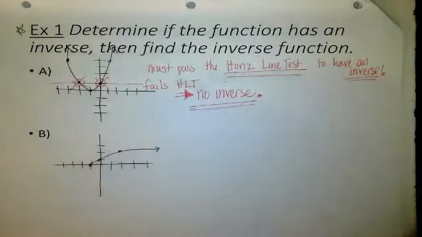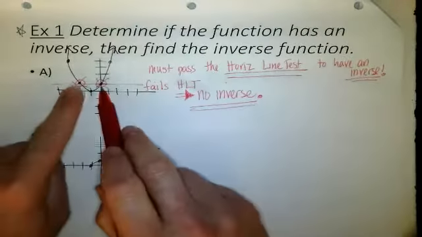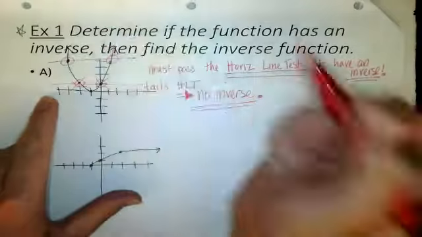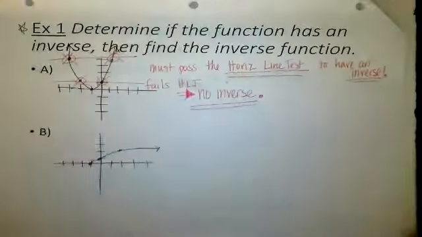So this is the real quick and dirty instruction here. So failed because it hit it 2 times. You can see if I draw another horizontal line, there it crosses again 2 times, and that's a no-no.